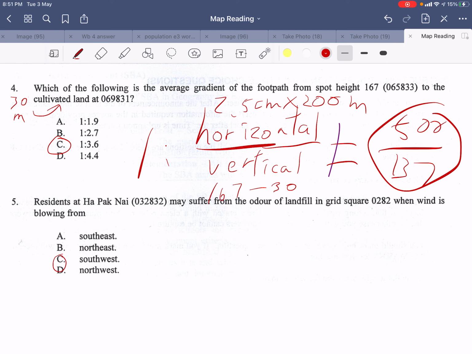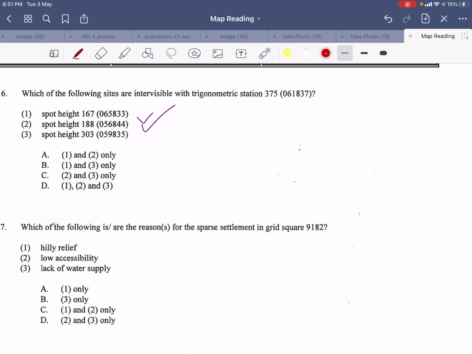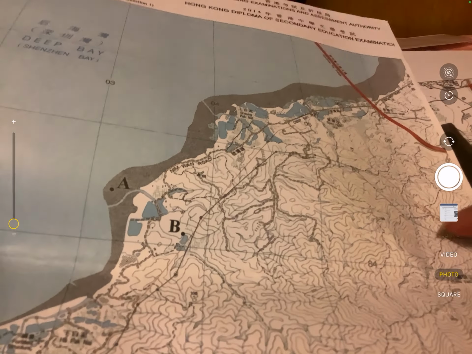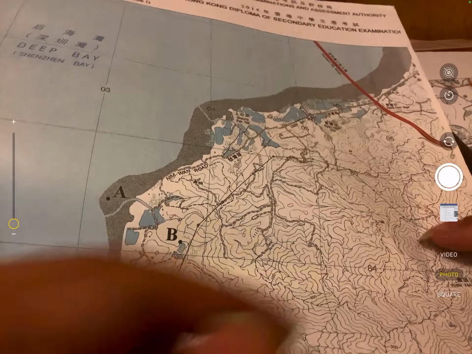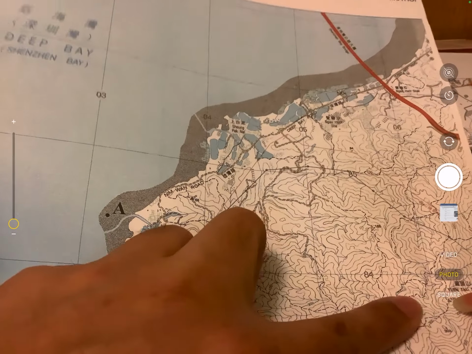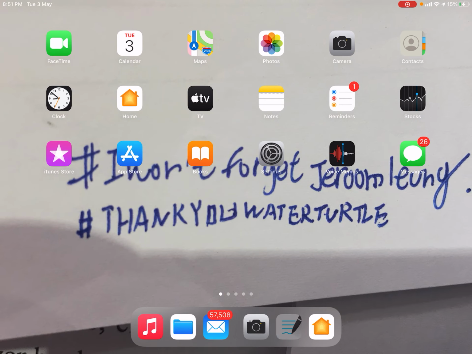And then number 6. Which of the following are intervisible of the trigonometric station of 371, which is in 061 837? Okay, let's change it here again. 061 837. Okay, around here, and then so make it here. Then let's have a look at the other choices.